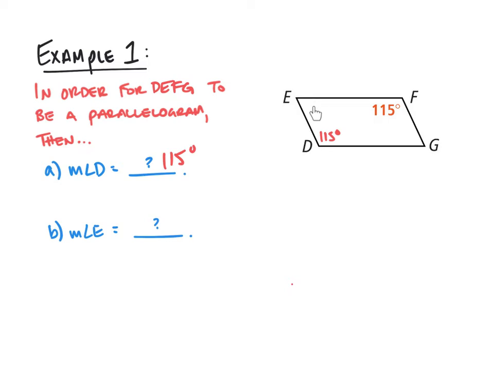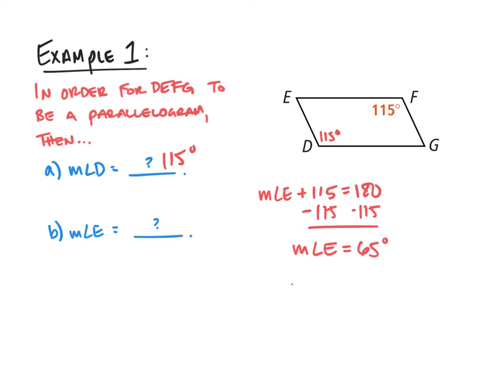I'm going to realize that E would have to add up to 180 with both angle F and with angle D. Now they're both 115, so really I would know that the measure of angle E plus 115 needs to equal 180. So if I just subtract 115 from 180, it tells me that the measure of angle E has to be 65 degrees.